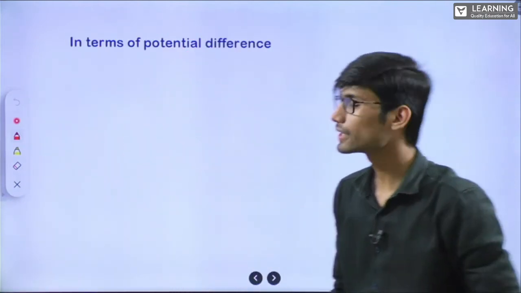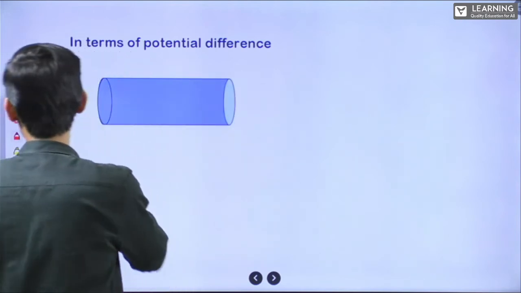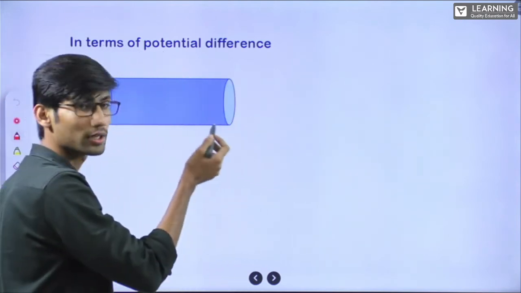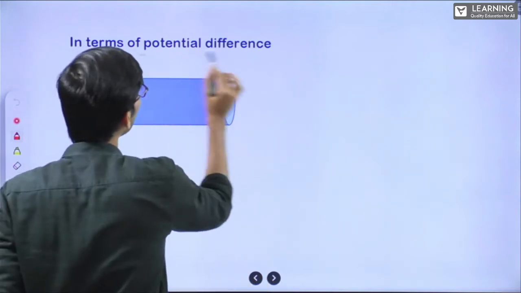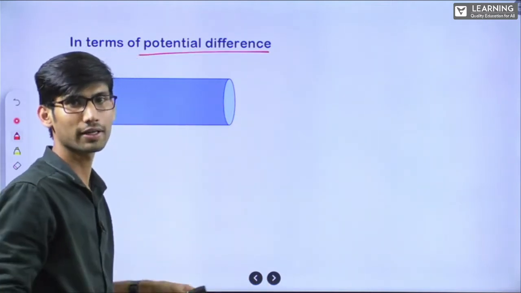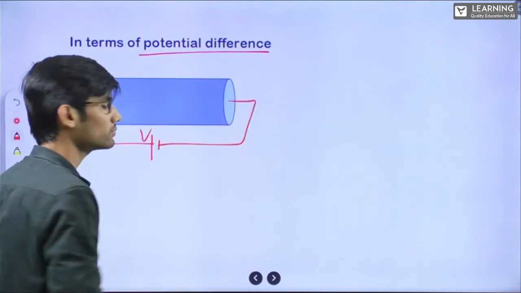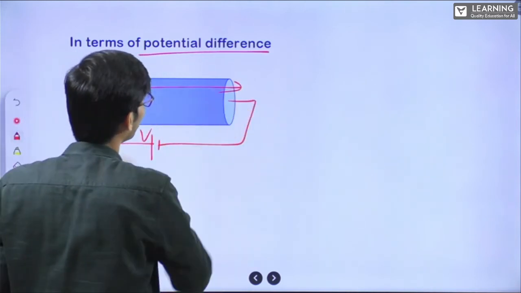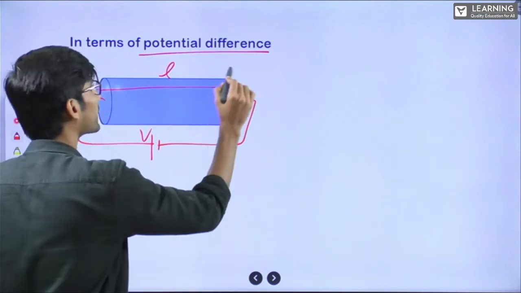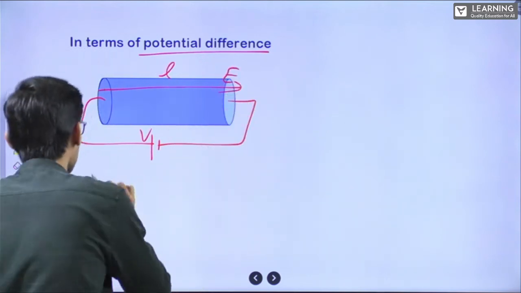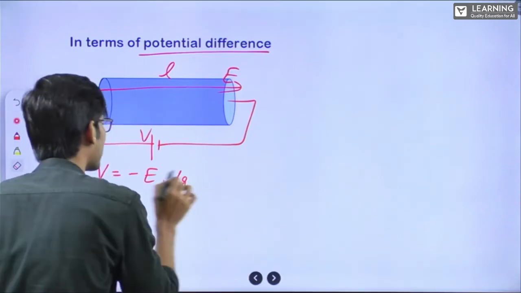Next, in terms of potential difference, so let's see if this is a conductor. If this is a conductor, see we are talking about electricity. You will always see potential difference. V is always there, battery is connected, potential is V, something like this you will always see, right? Because of this V, there is electric field like this. Let's say the length of this conductor is L, electric field is E.